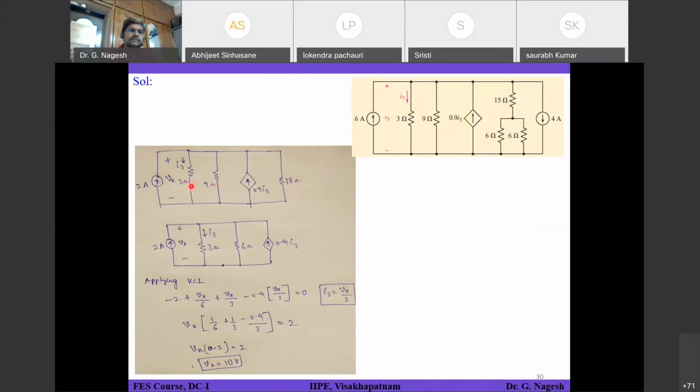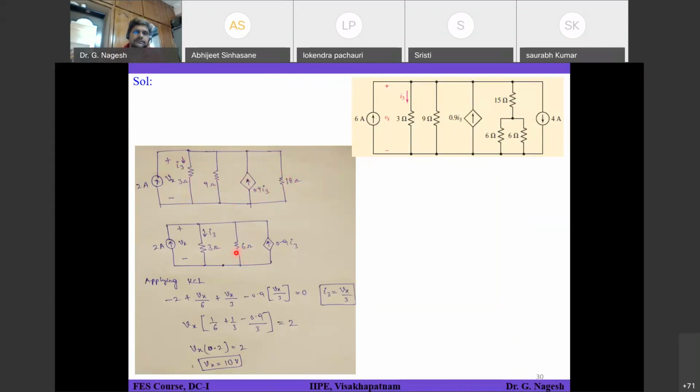I have left this 9 ohms as it is, and I have left this 3 ohms as it is, because I3 is the current flowing through the 3 ohms, so I don't want to disturb this. That is required for me to calculate the current coming out of this independent current source. Next, these 9 ohms and 18 ohms are also in parallel, because the voltage across these two terminals remains the same. If I reduce the combination, it is going to be 6 ohms.